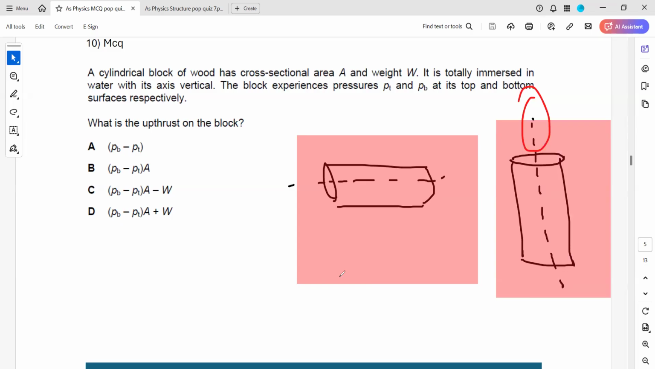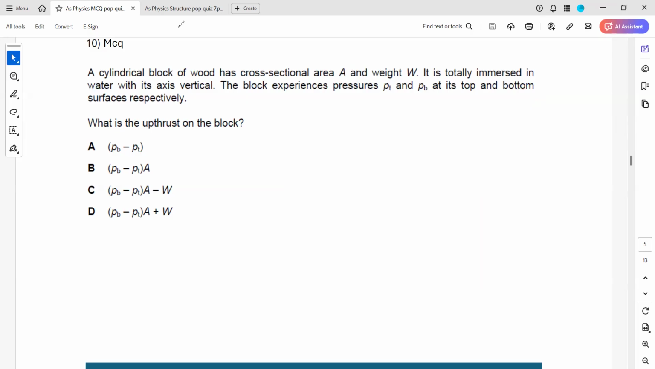Yes, if you substitute the pressure into the upthrust formula, that will also give the same result. It won't make a difference.